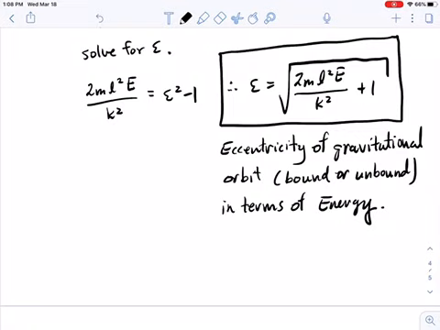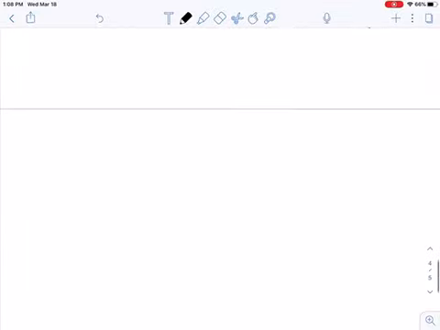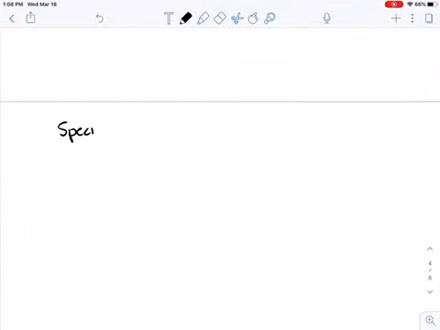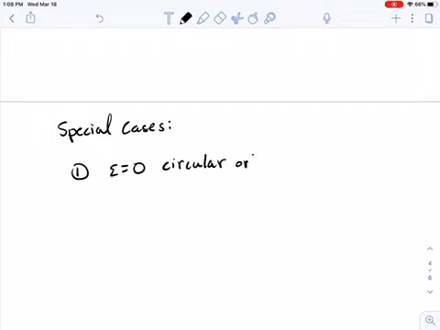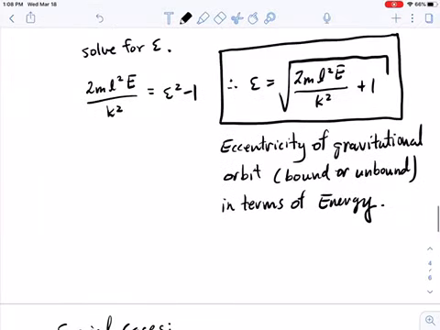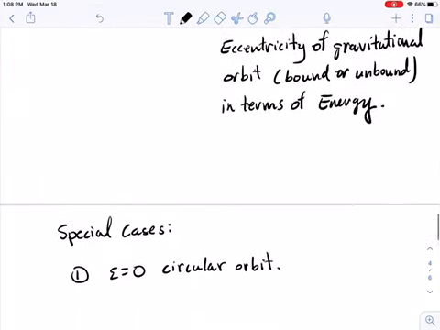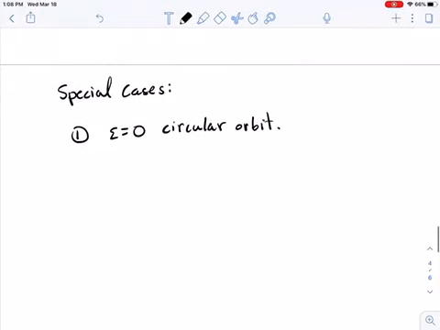Okay, so we had a bunch of special cases to look at. The first one was a circular orbit. Epsilon equal to 0 gave a circular orbit. That's what we found from our plots at the beginning. All right, so I want epsilon equal to 0, so I could also say I want epsilon squared equal to 0, and the requirement is that 2 m l squared E over k squared plus 1 is equal to 0.